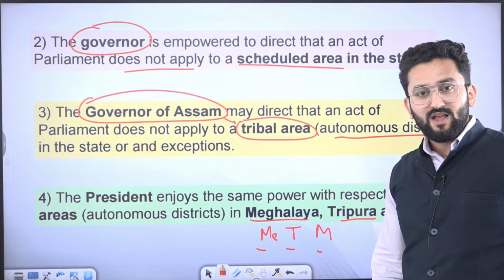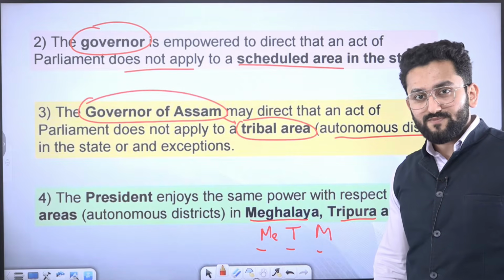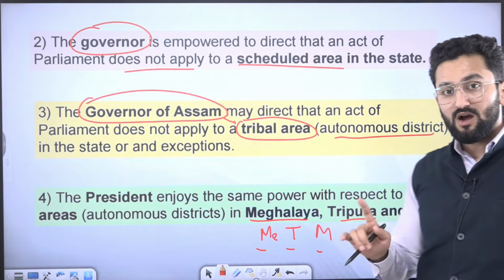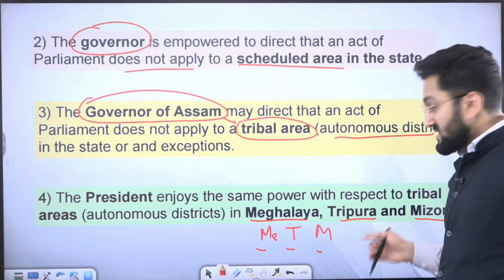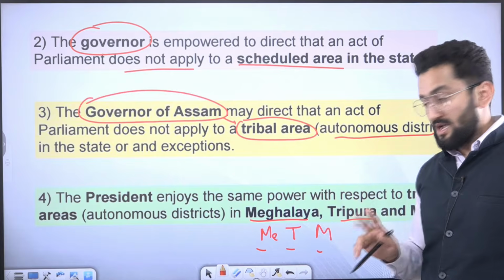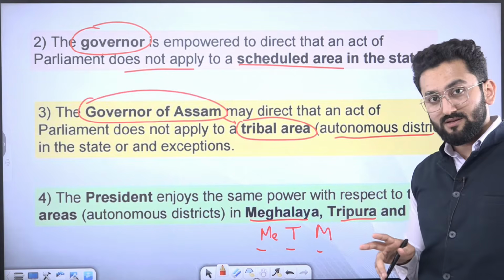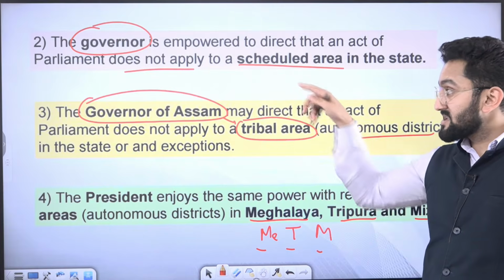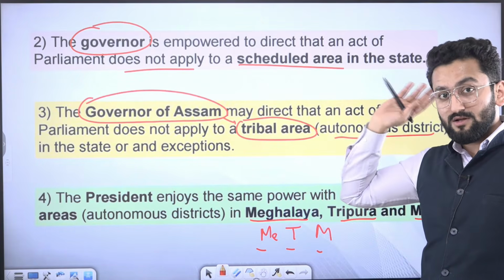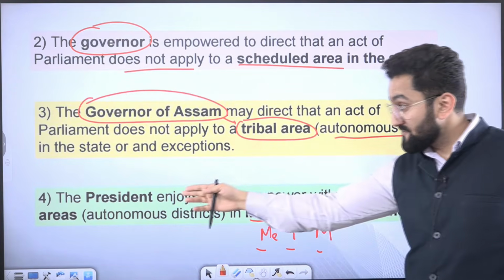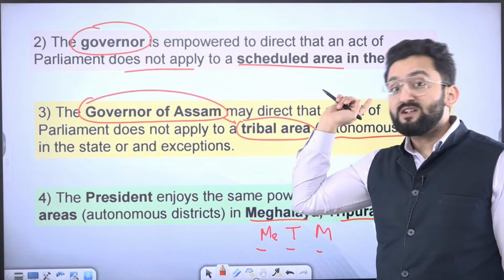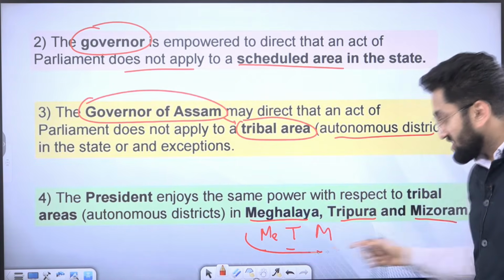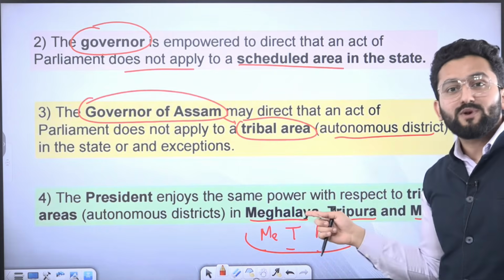Clear? I hope it is clear. Please remember these exceptions. Nowhere have I mentioned Arunachal Pradesh, or Nagaland. Okay? Although these specific areas, say scheduled areas, can be covered by the governor, in that case the governor has the power to supersede a law made by Parliament. But in the case of these 3 states, the President enjoys this power.